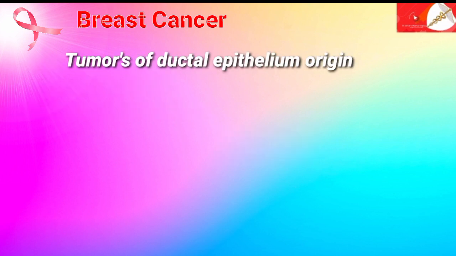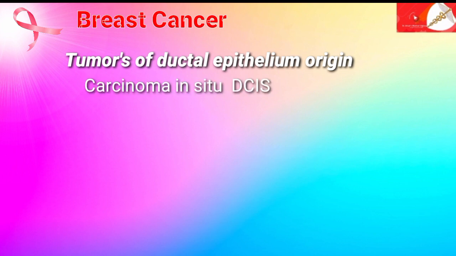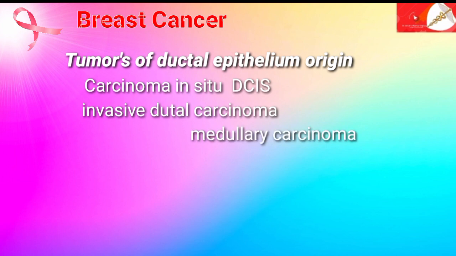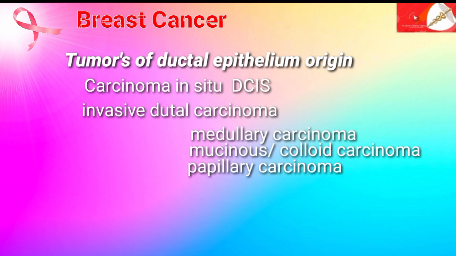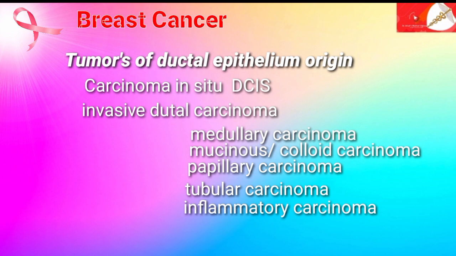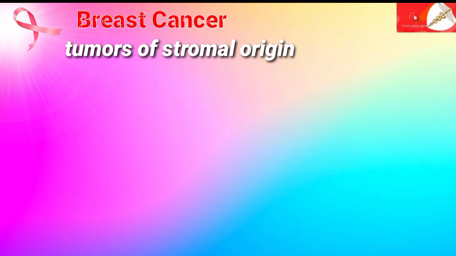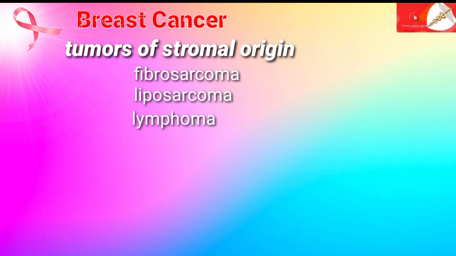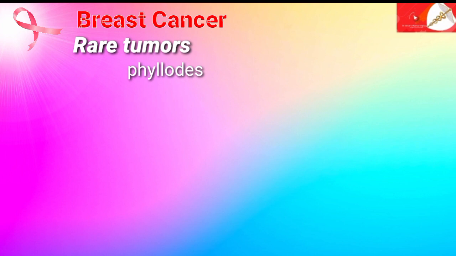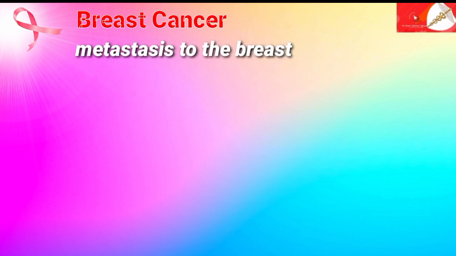The tumors of ductal epithelial origin comprise carcinoma in situ, that is DCIS, and invasive carcinomas comprising medullary carcinoma, mucinous or colloid carcinoma, papillary carcinoma, tubular carcinoma, inflammatory carcinoma, and Paget disease. Tumors of lobular origin are lobular neoplasia and invasive lobular carcinoma. The tumors of stromal origin are sarcomas, fibrosarcoma, liposarcoma, lymphoma, and rare tumors like phyllodes and carcinosarcomas. Metastases to the breast are like melanoma, the most common, and lymphoma.